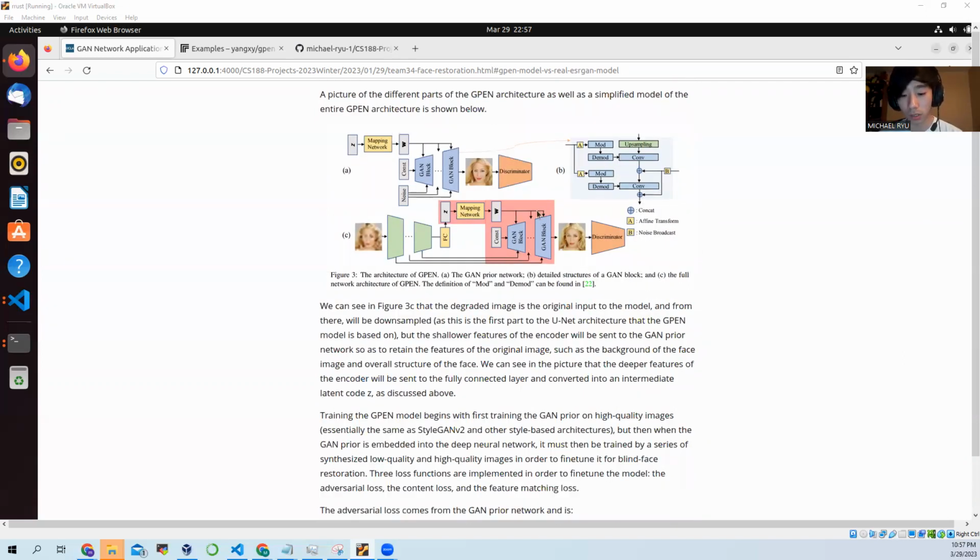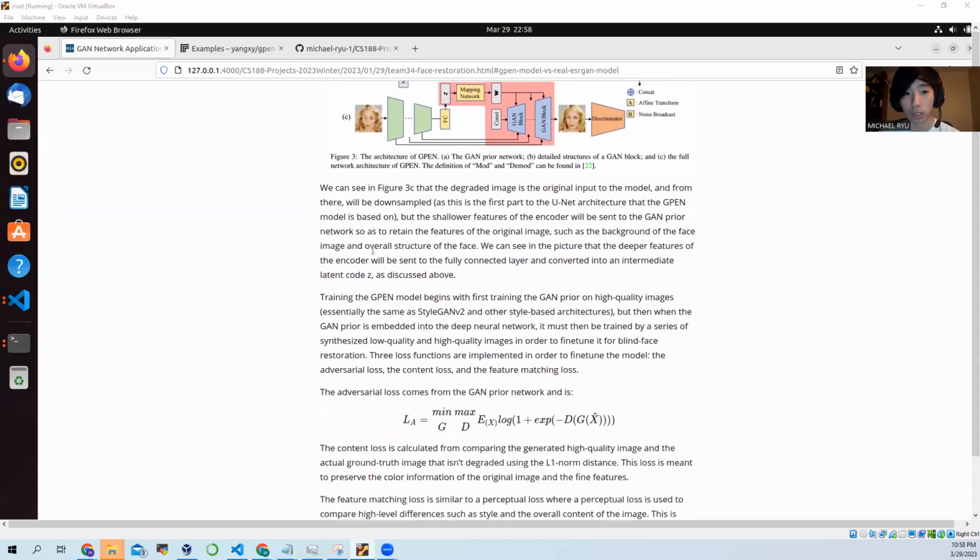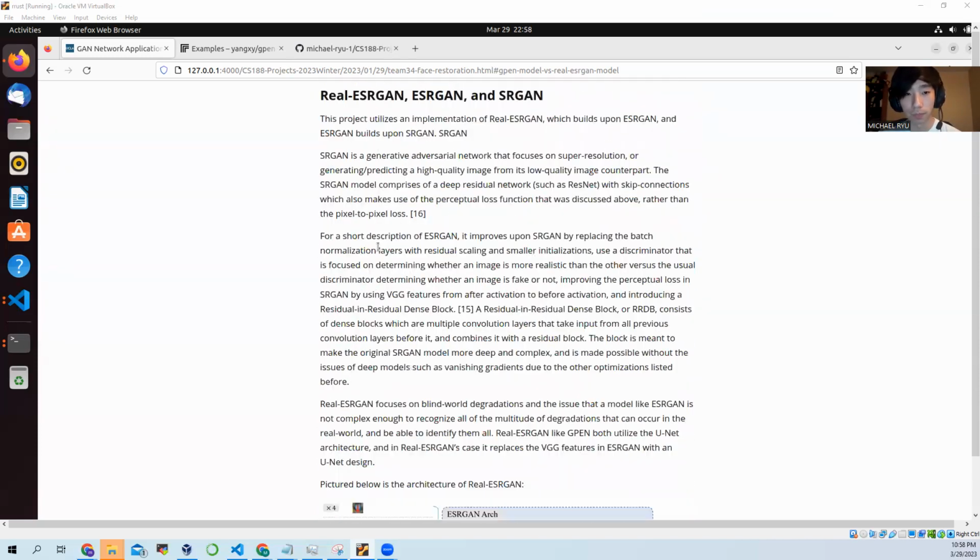As we can see here, there's a model of the network. We can see it takes in a low quality image, goes through an encoder. Then, in order to retain the features of the low quality image, it has to pass the shallower features ahead to the GAN prior network it uses in order to create a higher quality image that still retains such things as the background and the facial structure of the person or image.